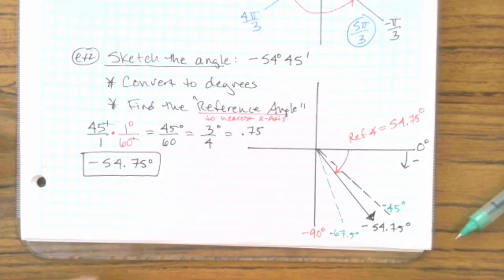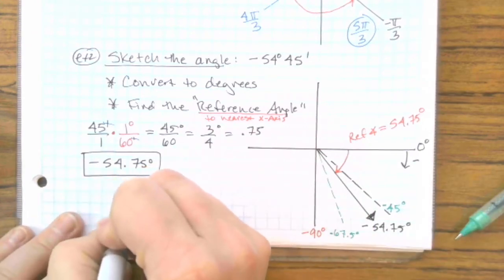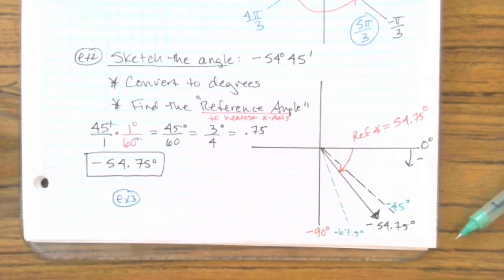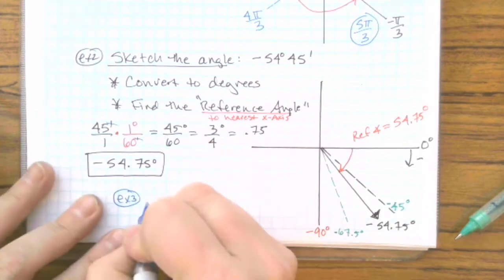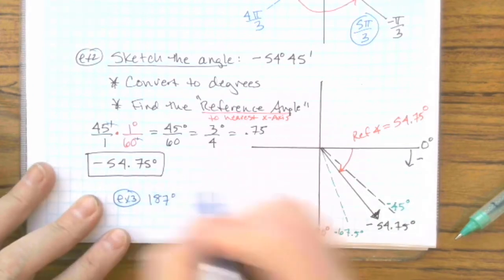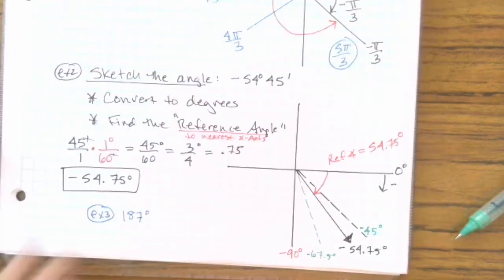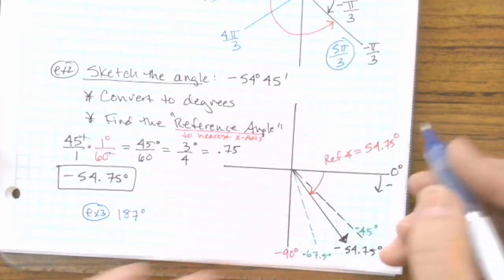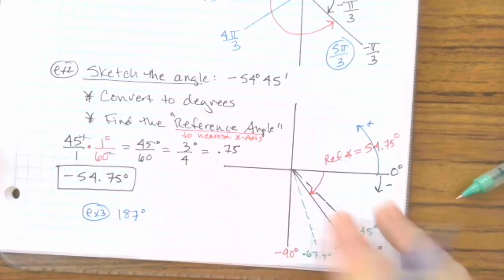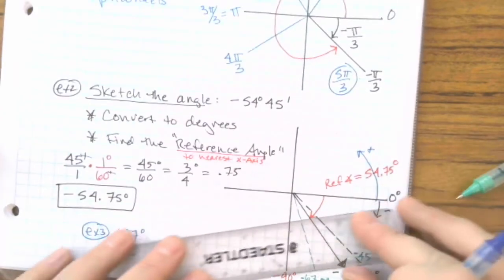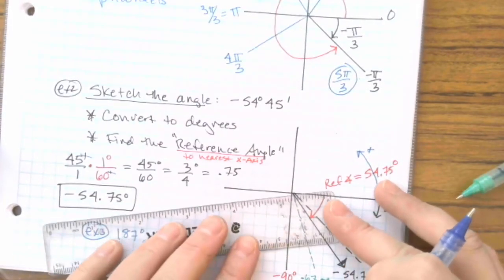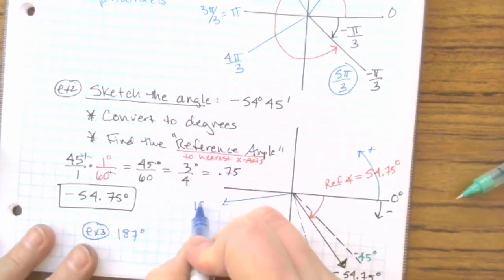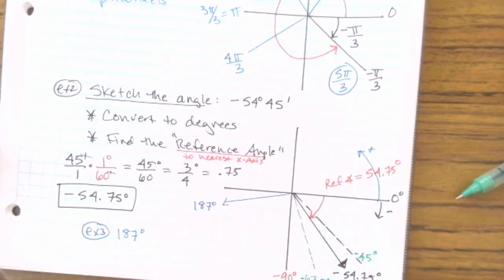Let's say that you have to graph, let's say example 3. We'll use the same grid, and you have to graph something like, I don't know, 187 degrees. So if I graph 187 degrees, 180 is over here. Of course, we're going in the positive direction. So 187 would be pretty close in. That would be your 187 degrees.